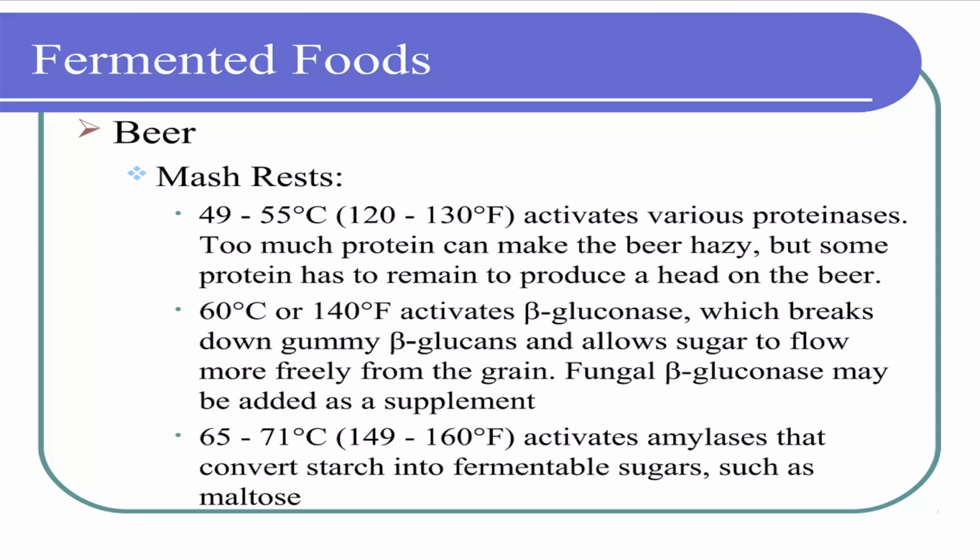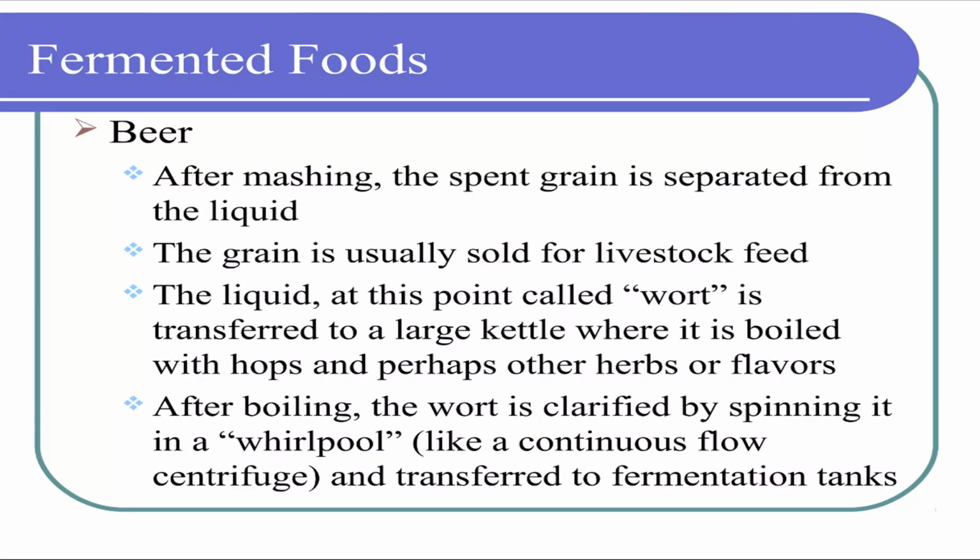At 65 to 71 degrees Celsius, that is 149 to 160 degrees Fahrenheit, it activates amylases that convert starch into fermentable sugars such as maltose. After mashing, the spent grain is separated from the liquid. The grain is usually sold for livestock feed.